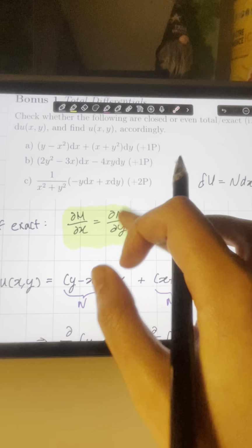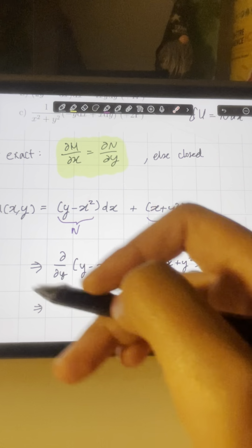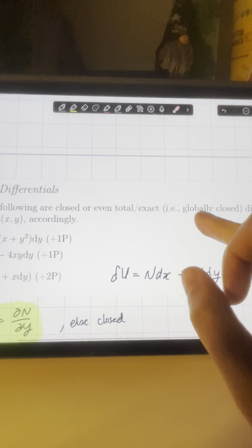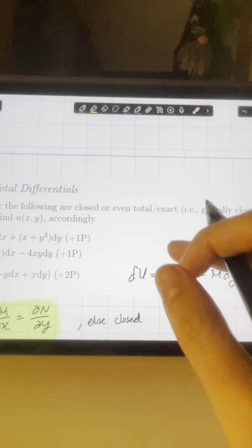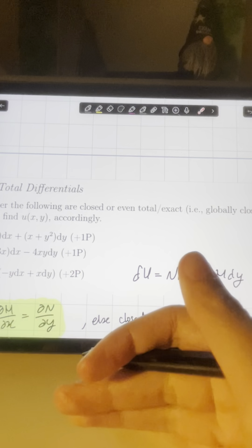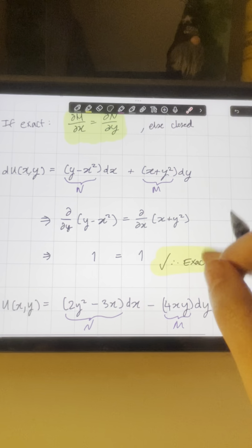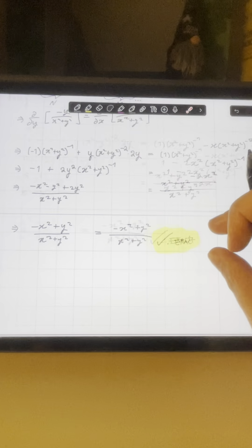So you find the x derivative and the y derivative of the first part, and the x derivative of the second part. If they're the same, it's exact. If not the same, it's closed, i.e. not exact; exact means globally closed, and just closed means locally closed. For the first one, you can see that 1 equals 1, so it's exact. This one is not, and this one is just differentiation and algebra. Let's go up to the recap.